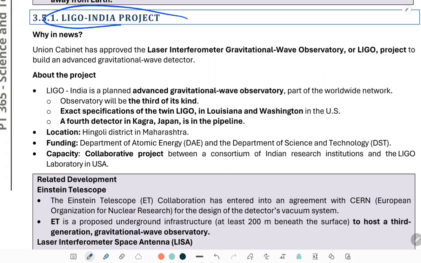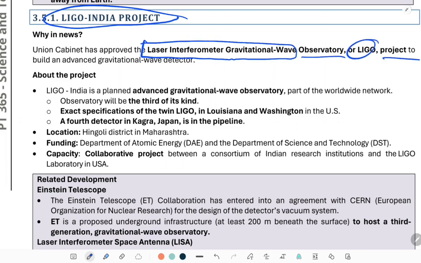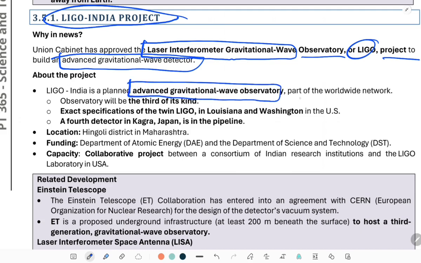Next, we'll discuss the LIGO India project. Recently, the Union Cabinet has approved the Laser Interferometer Gravitational-Wave Observatory, or LIGO, project to build an advanced gravitational wave detector. This LIGO India is a planned advanced gravitational wave observatory. It's a part of a worldwide network, and the observatory will be the third of its kind.